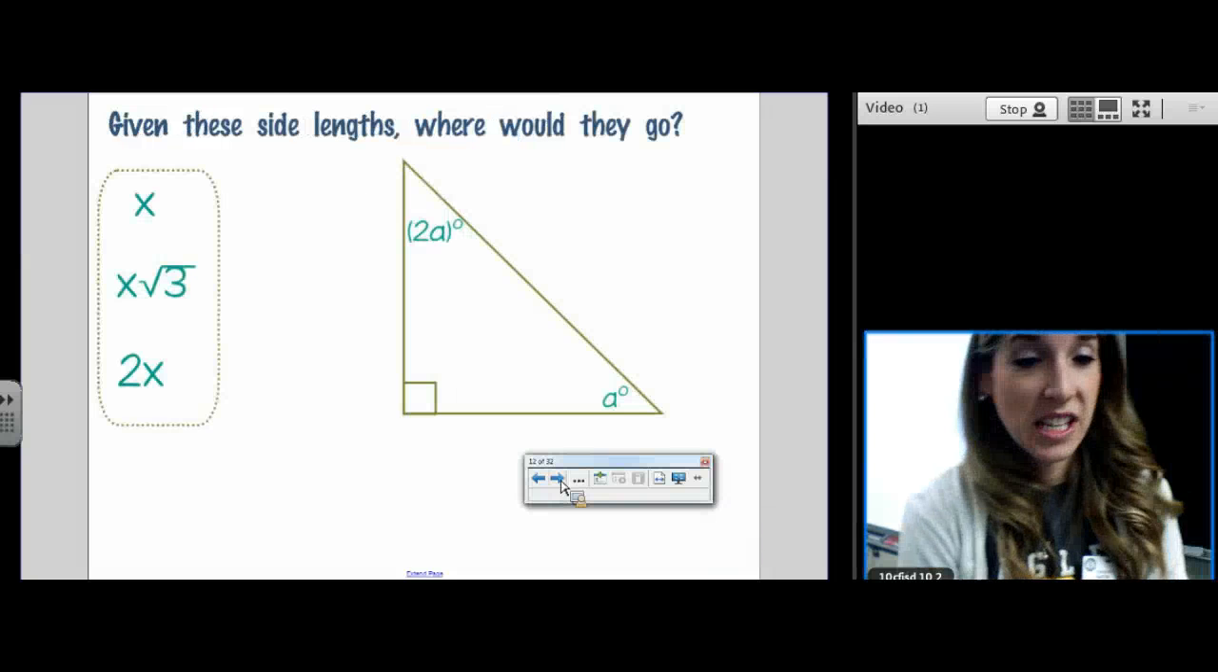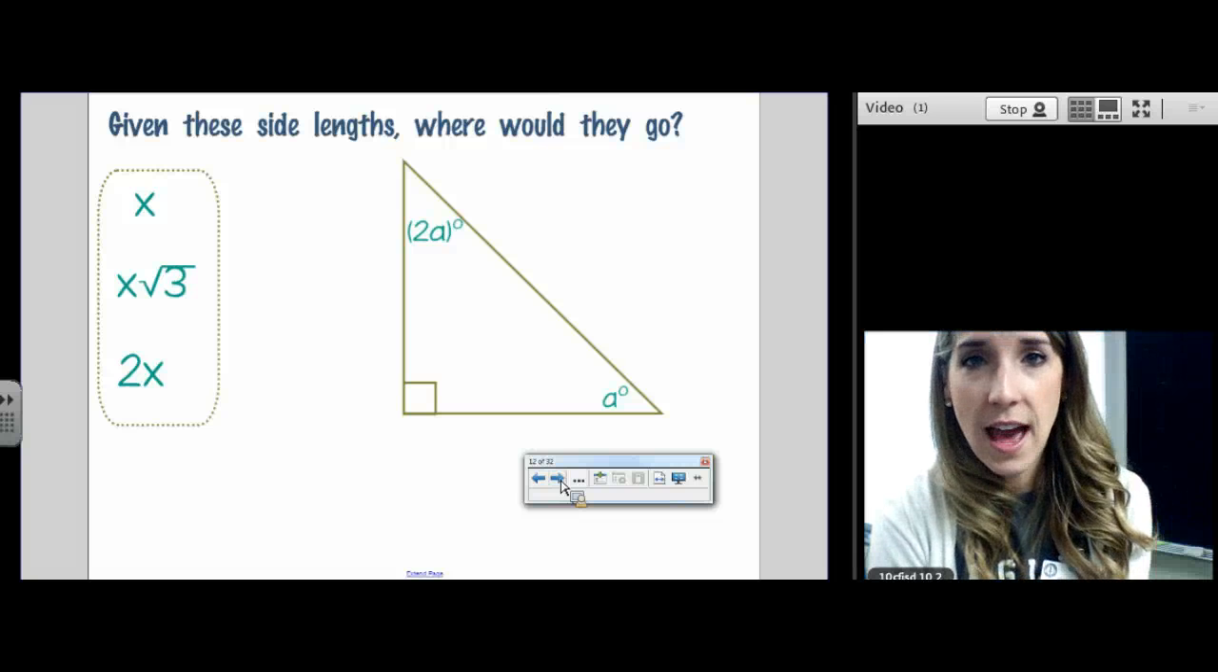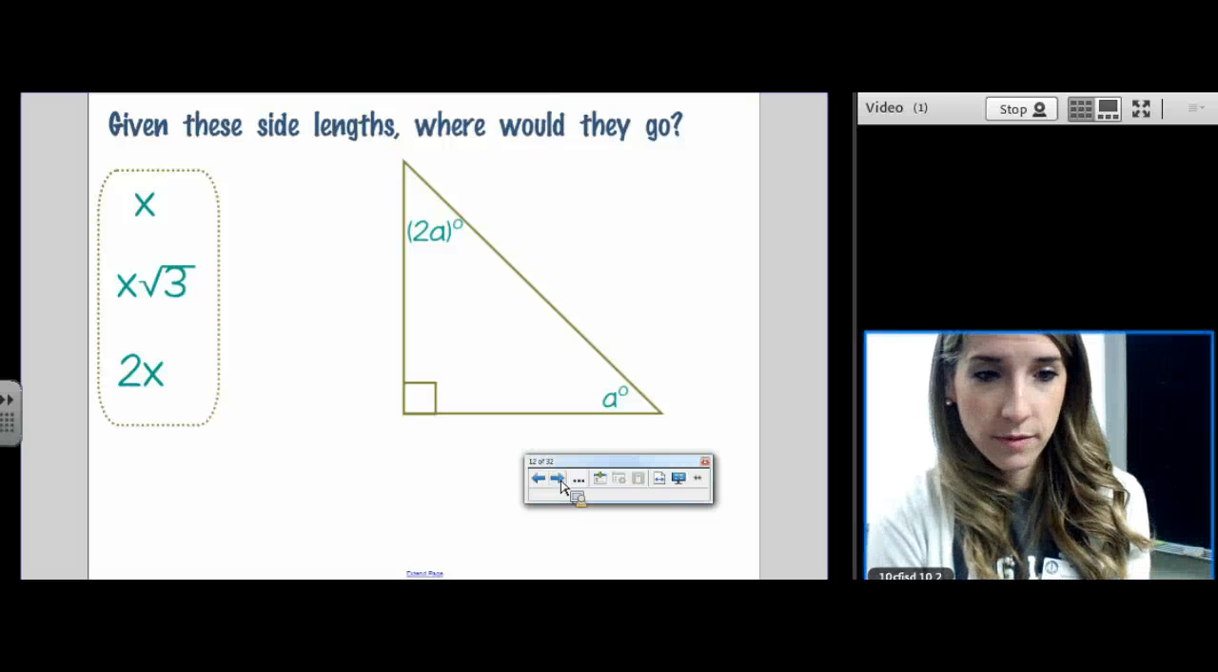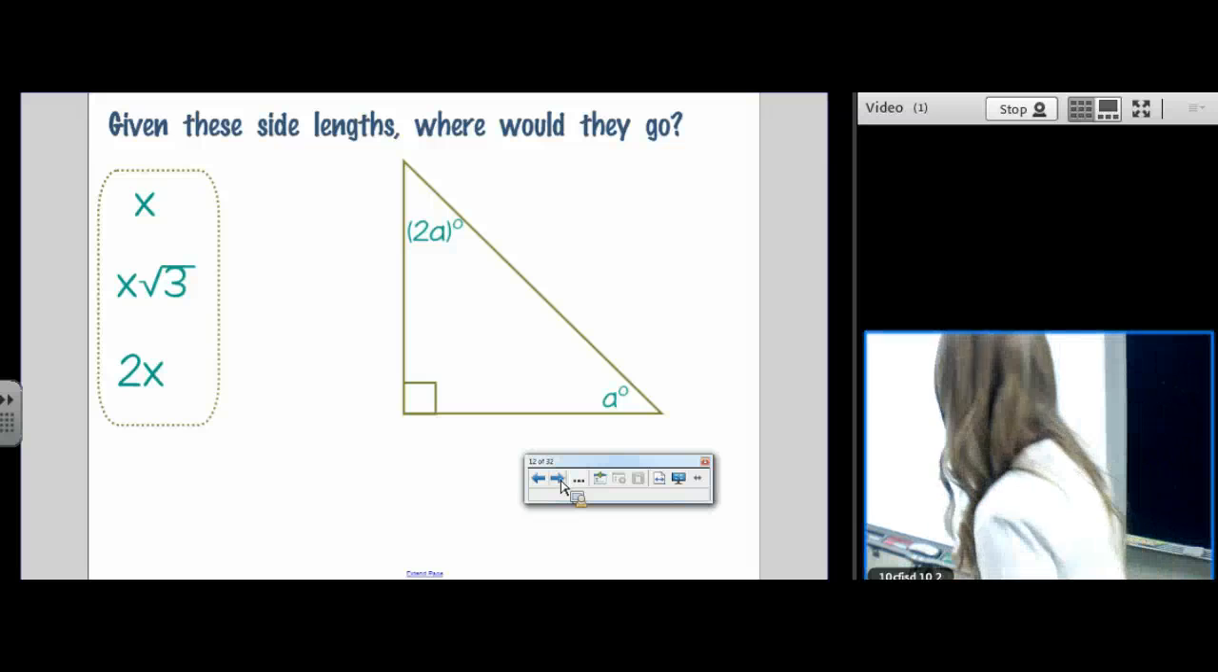Now I'm going to go ahead and just give you the rule. Here are the rules. It's not x root 2. It's a new rule. Can you kind of visualize where those side lengths would go? I'll put the angles back on.